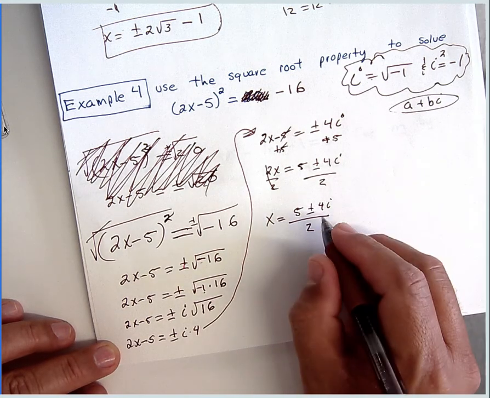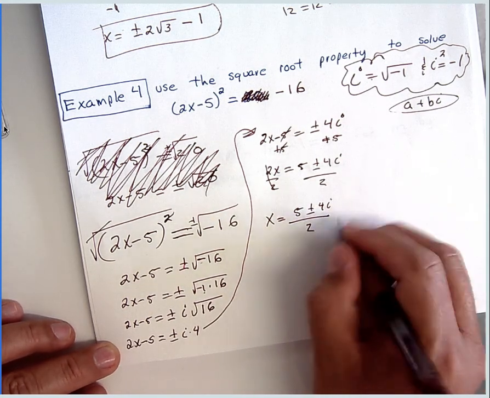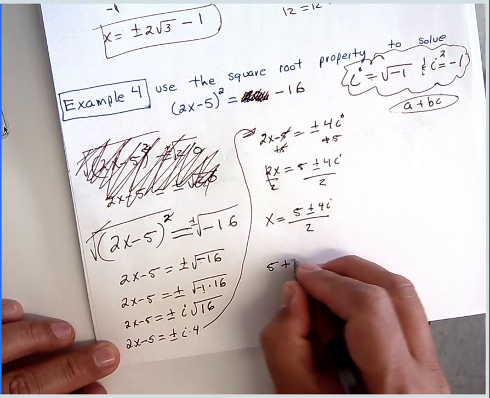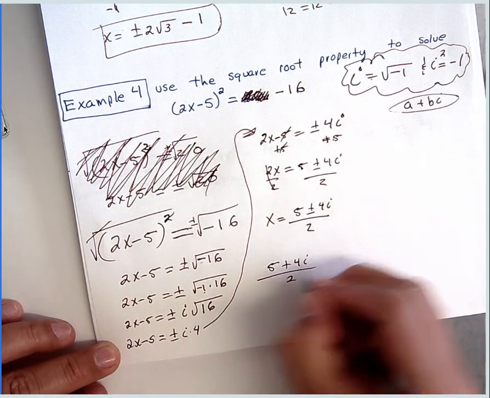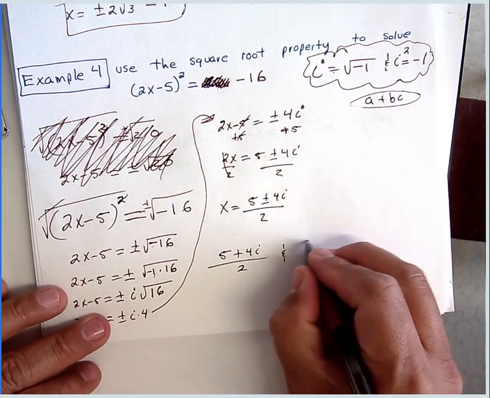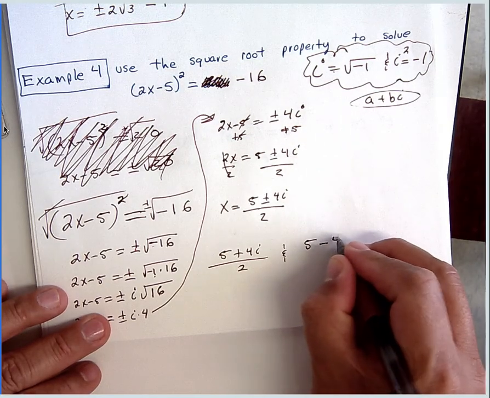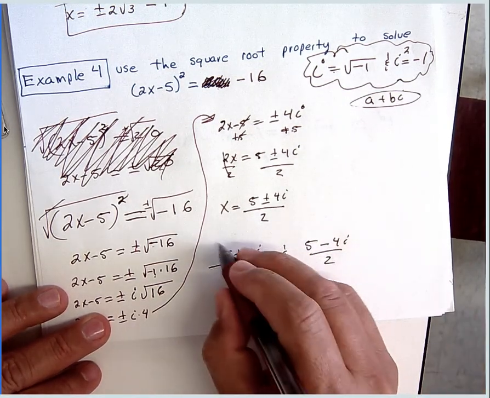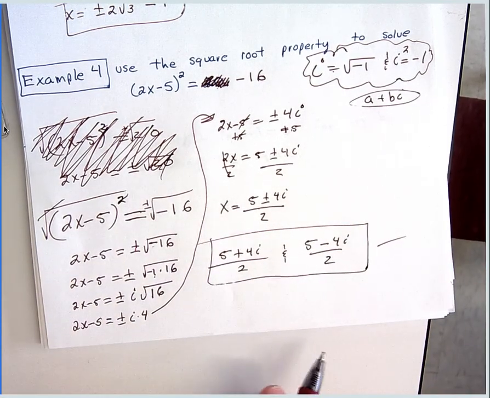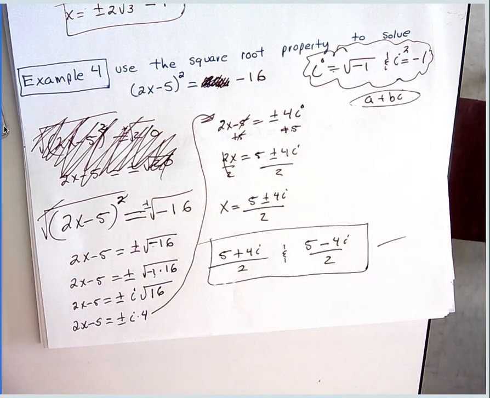So the answer would be this. And they like to put them separate. Or you can even put it like that. One of them has a negative. I'll take this just so that you guys save time. So those are the answers for this type of question. And that would be it for the first part.